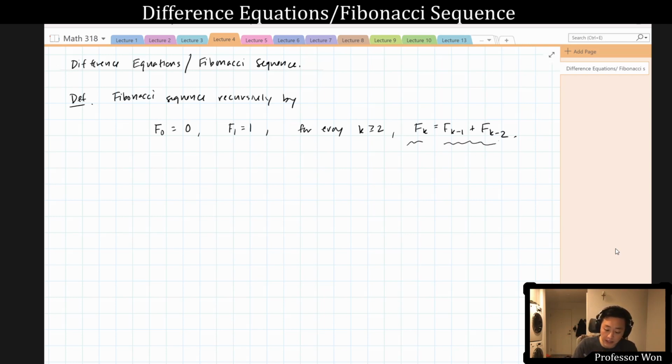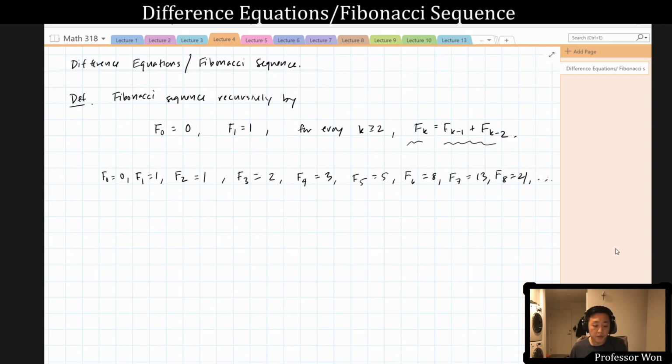So if I were to list the first few terms of the Fibonacci sequence, it starts with 0 and 1. Then f2 is f1 plus f0. So that's 1 plus 0, that's 1. f3 is f2 plus f1. f4 is f3 plus f2. f5 is f4 plus f3, so it's 5. f6 is 8. f7 is 13. f8 is 21, ... Okay? So you can compute however far out you want by adding the previous two terms.